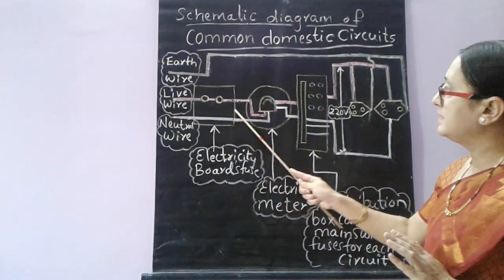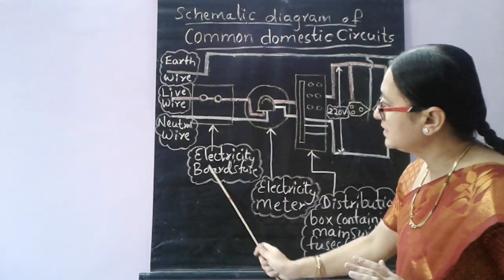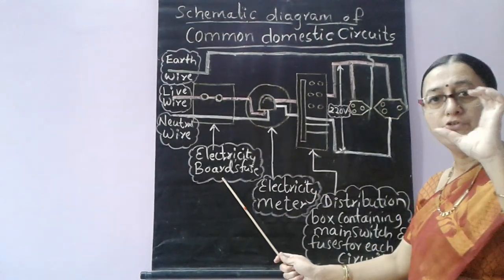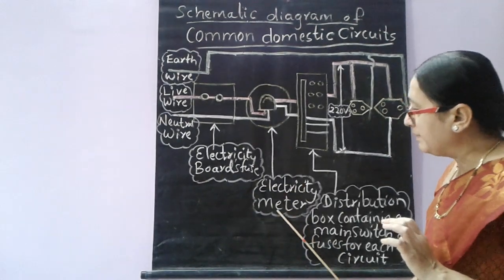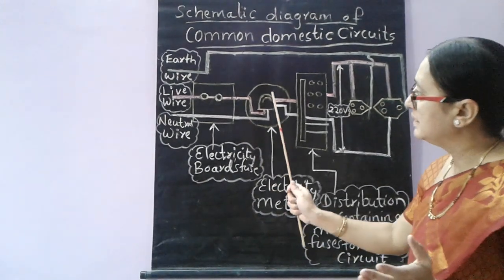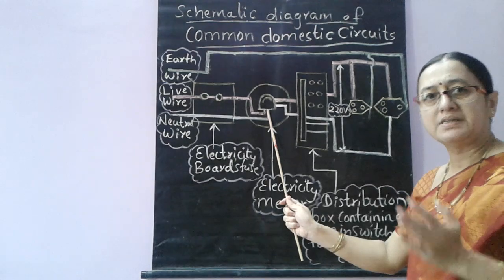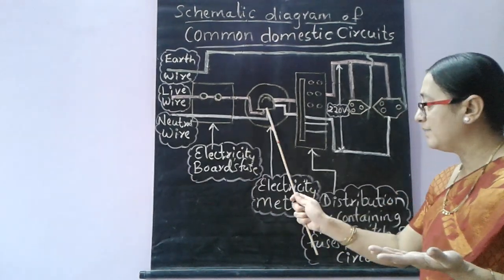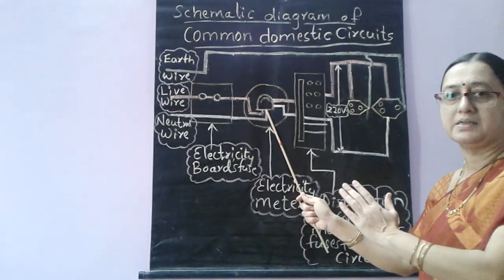In the meter board we see all these parts. We see the electricity board fuse, a big fuse, then the electricity meter. In some houses the meter comes first, then the fuse. In some houses the fuse will be first and the electricity meter later.